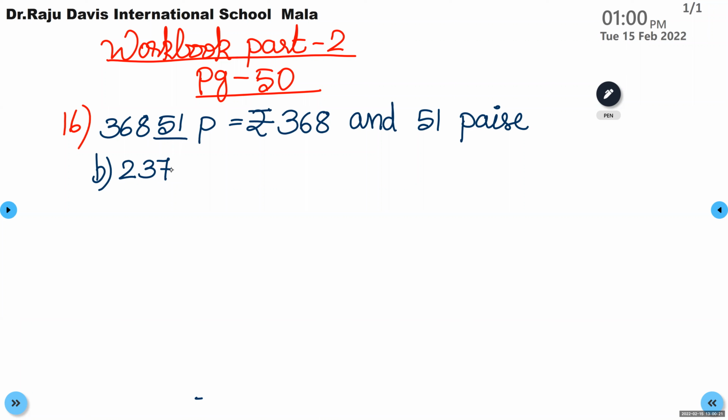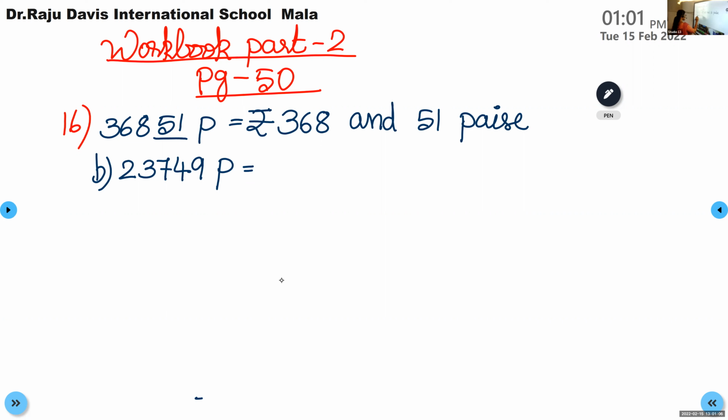Excuse me, ma'am. Yes. Ma'am, for the B one, after 237, there is a dash in the workbook. Is it a dash or a point? Ma'am, it is a dash, a small dash. In my workbook, it is not there, ma'am. Ma'am, in my workbook also, it's not there. It's a dash between 237 and 49 paise. Just cut that dash, dear. Okay, ma'am, the dash is not there.